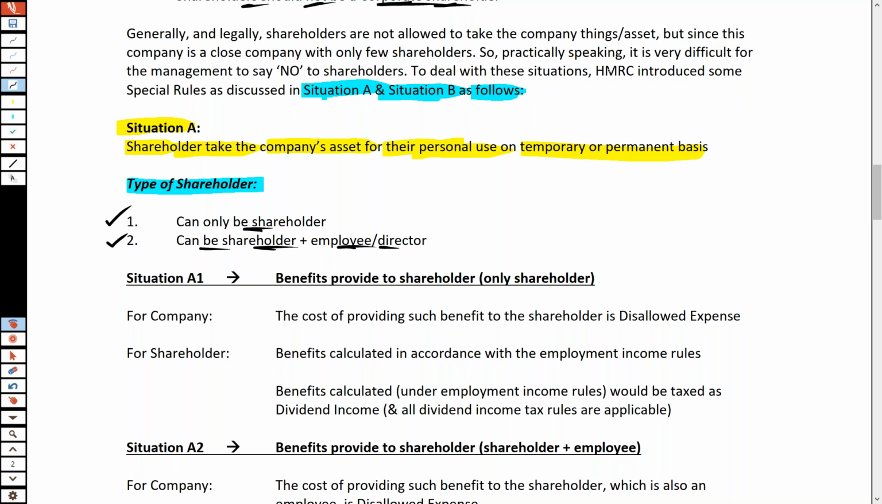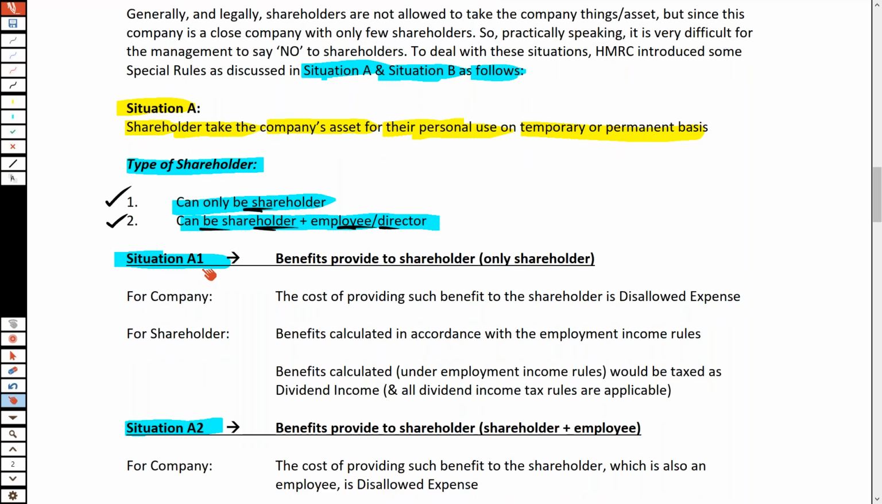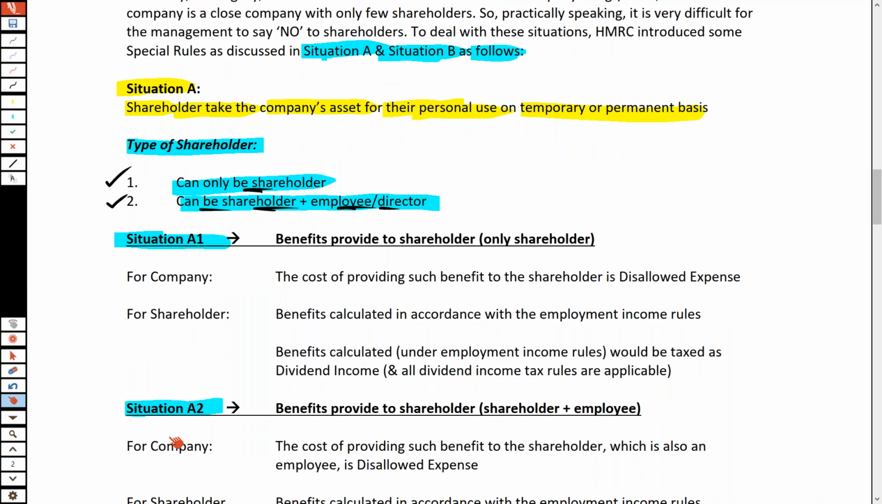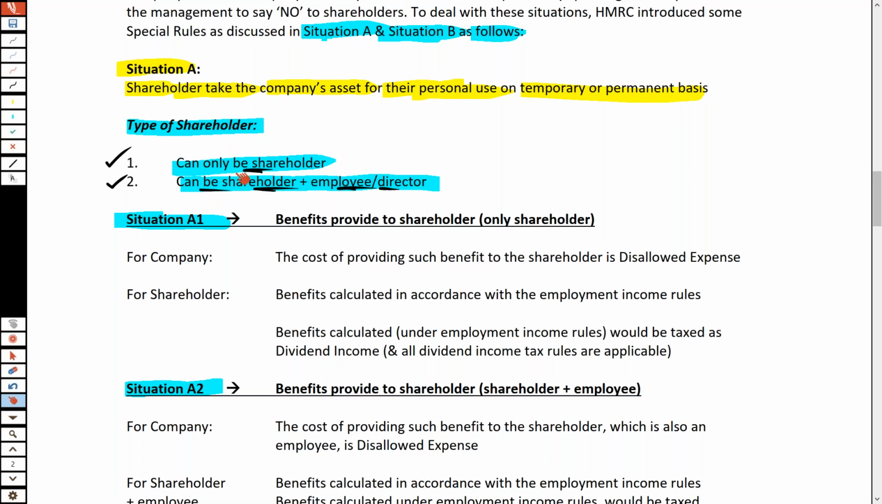So under situation A1, what exactly is A1? Where the shareholder is only a shareholder, that is A1, and where the shareholder is a shareholder and employee or director, that is situation A2. Let's discuss one by one. So here are the implications for the company and shareholder under situation A1 as well as under situation A2. Keep in mind, the shareholder is taking an asset for personal use on a temporary or permanent basis.